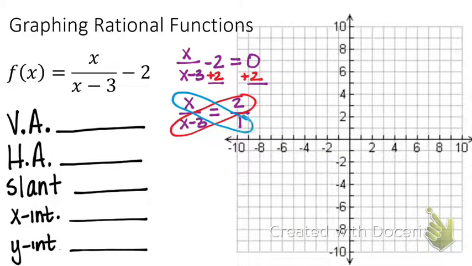Solve that for x. So you'll have 2 times x minus 3 equals 1x. Go ahead and distribute and solve that for x.